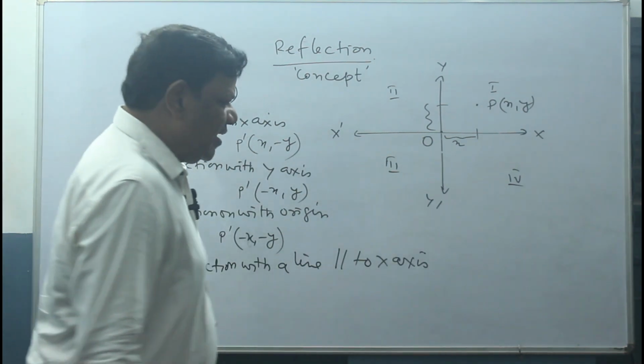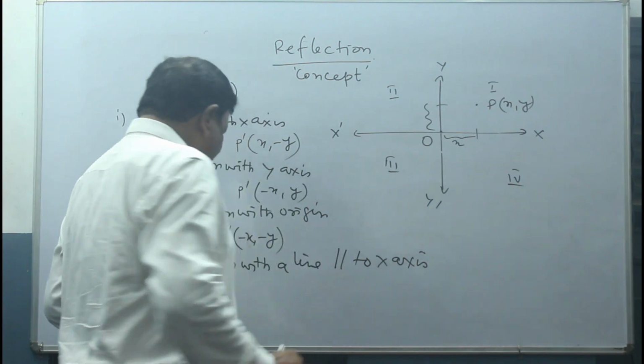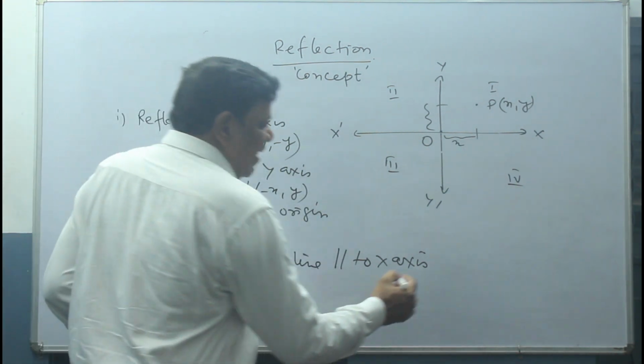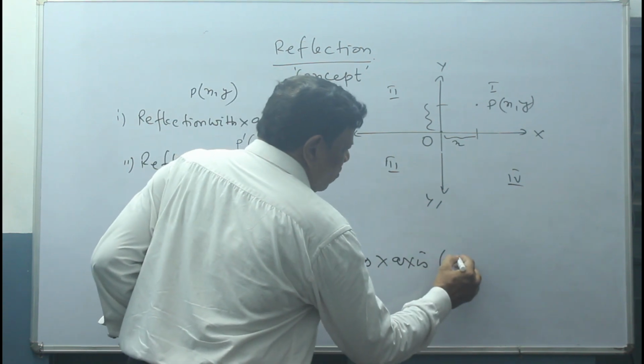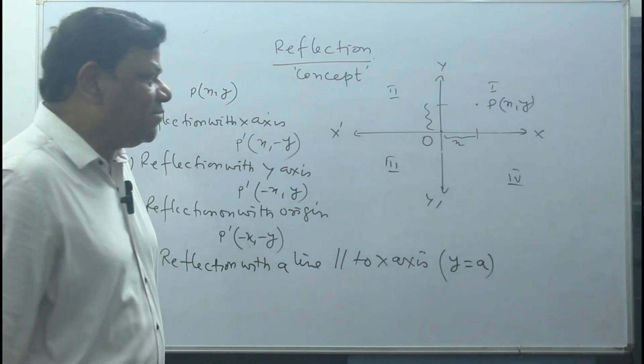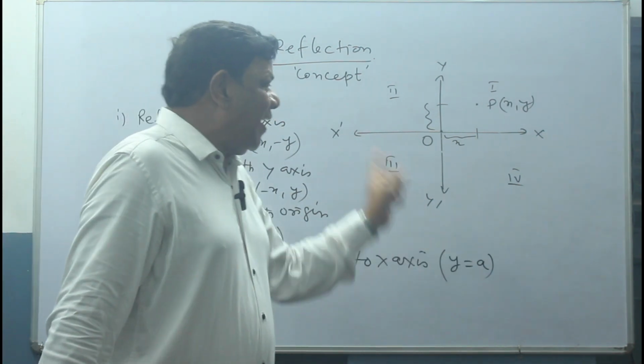Parallel to x-axis. Reflection with a line parallel to x-axis. What is the line? Line taken y equal to a. Y equal to a is parallel to x-axis.